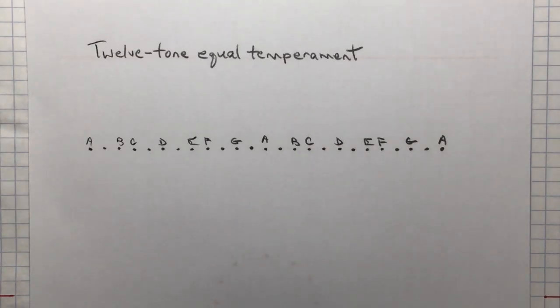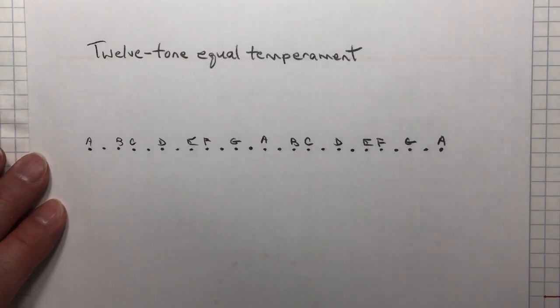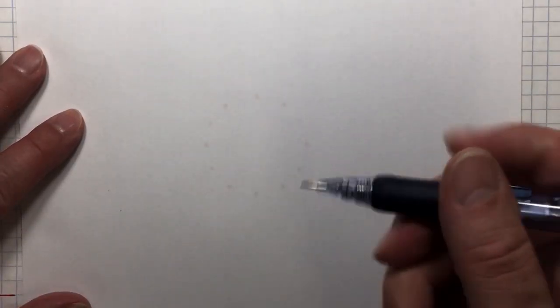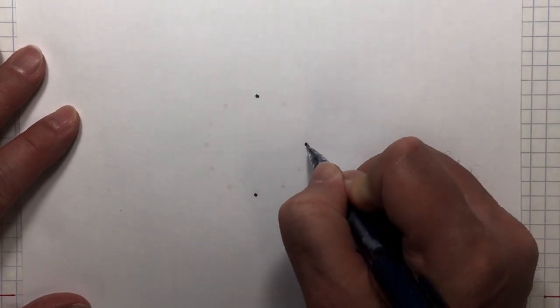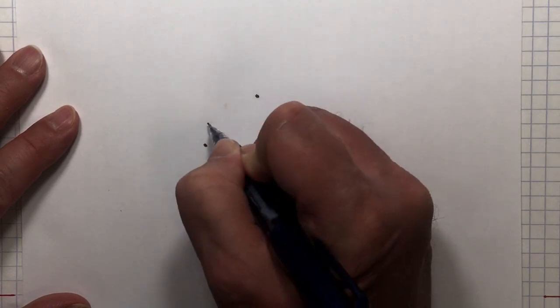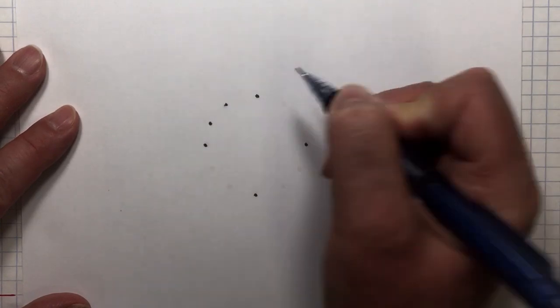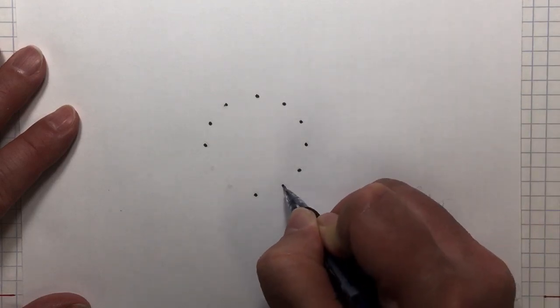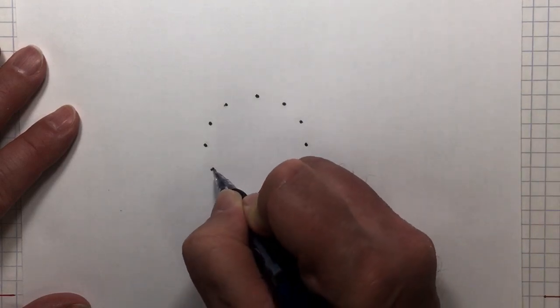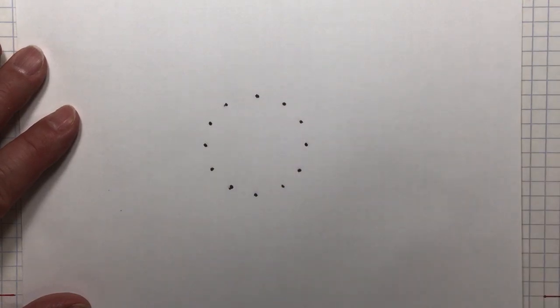Repeating systems are best illustrated as circles. So if you draw a circle of 12 points, north, south, east, west, and fill in 2 points between those compass points, you've got your circle of 12 in a repeating system.